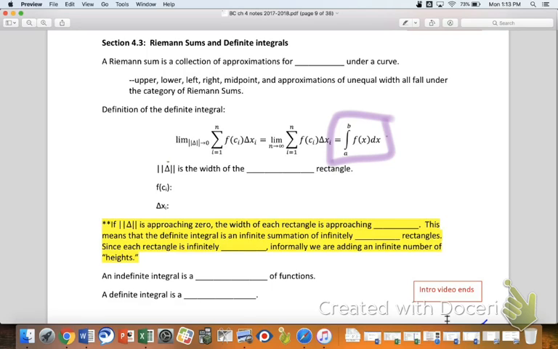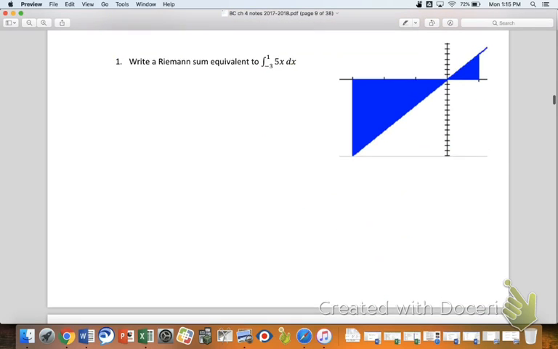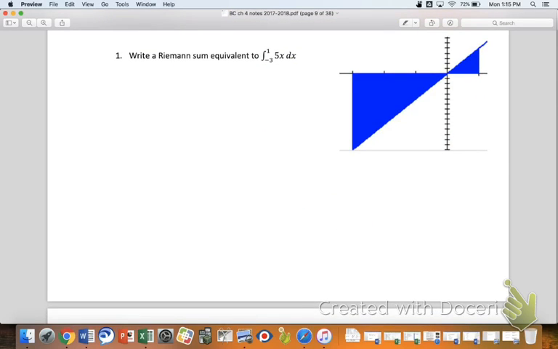Definite integral from a to b of f of x. Anyways, so that was part of the little intro video that you guys had for, I think, last time. And we got this one right here. I thought this would be one more time. It says write a Riemann sum equivalent to that. It's another chance to do another type of these.